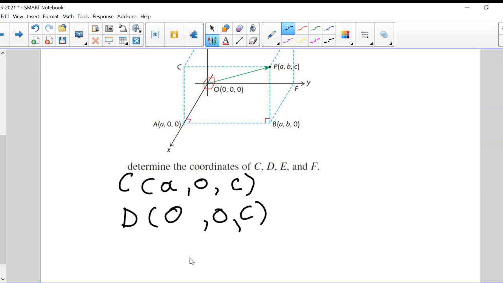So it's 0, 0, C. Okay? All right, so I'm going to be asking one of you now for the E-axis, for the point E.